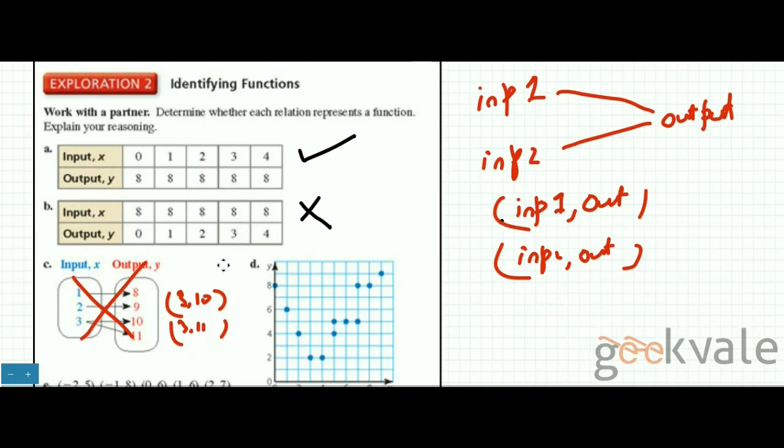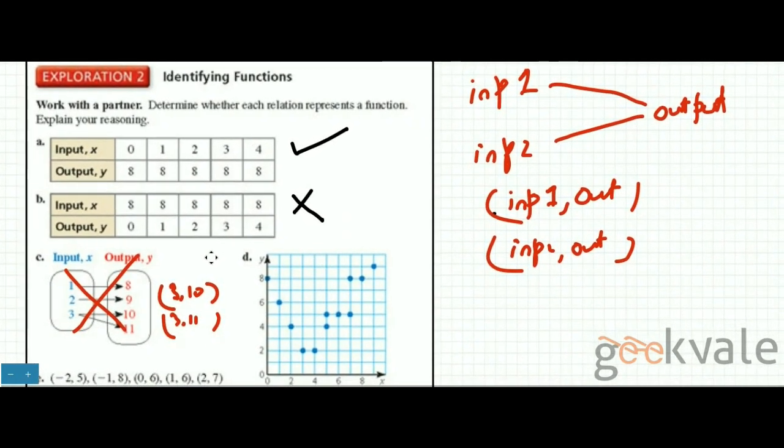If you look at this one, we're going to be doing another method which will tell us whether this thing is a function or not. But if you look at this one, you can locate the points and write them down in the form of ordered pairs. Like the very first one: this is 0, 8. This one is 1, 6. This one is 2, 4.